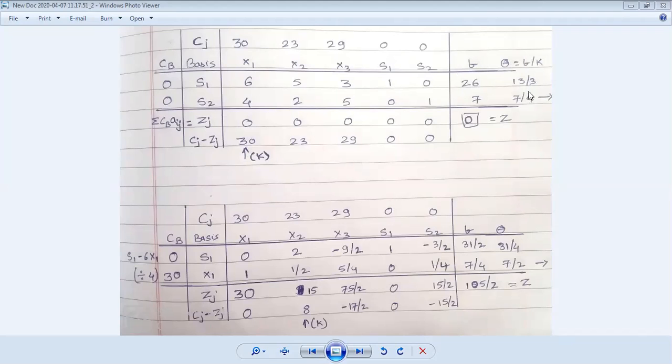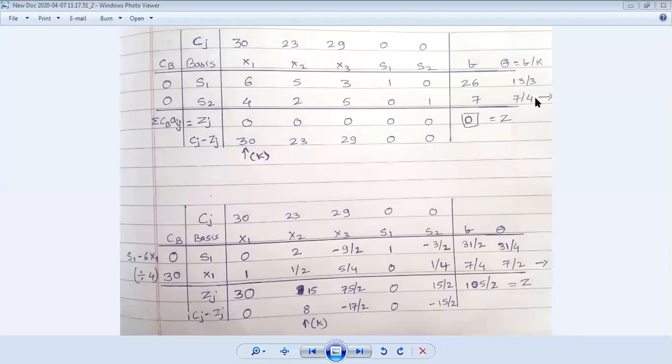You don't consider the negative values. If you get negative ratios, they are to be ignored. You consider only the positive values. If you don't get any positive value, and all are negative, then the solution is unbounded. So you write the statement that the solution is unbounded, and stop there. But if you have any positive ratio, consider the least positive ratio, select that row, and call that row the outgoing variable. The variable corresponding to that selected row is called the outgoing variable, s2.